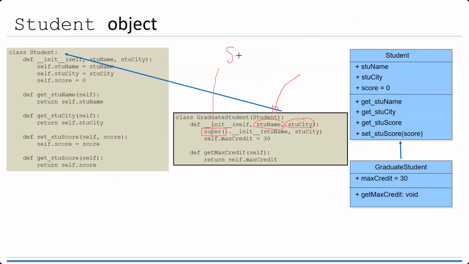Okay. Super. Super means I want to get the properties from the super class. From the super class, the init is to get the student name and the student CD. So I need to verify the student name and the student CD is on the super class, which is the student class. And the remaining, it will be the properties of this graduate student.